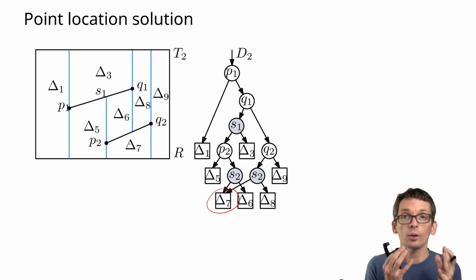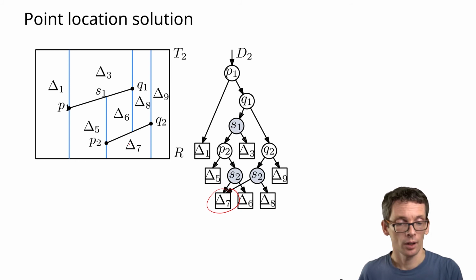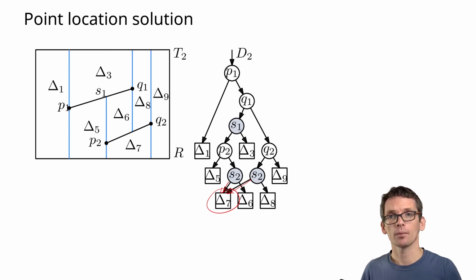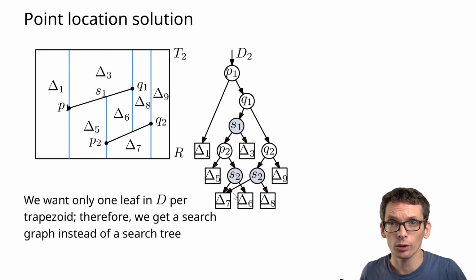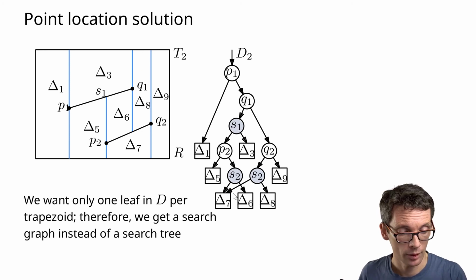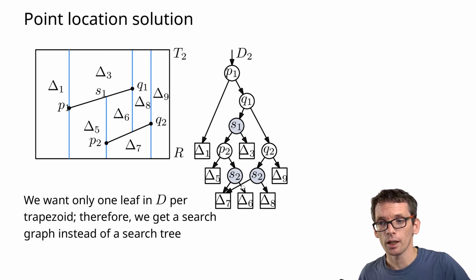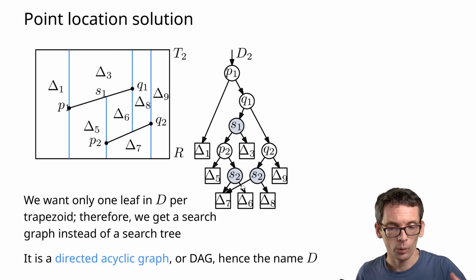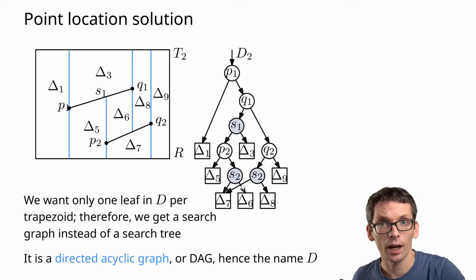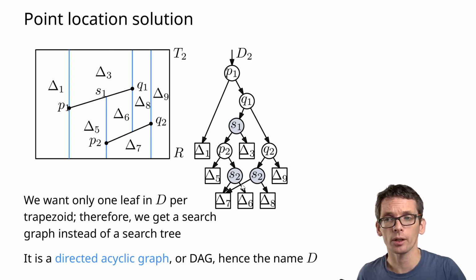I only want to have one node for that trapezoid, which then means that I will have two edges pointing towards delta 7. That also means that the search structure is not a tree, because I have two ingoing edges here. So it is a directed acyclic graph, and that's also why it's called D. What we will want to have is the vertical decomposition, the search structure, and then pointers in between.